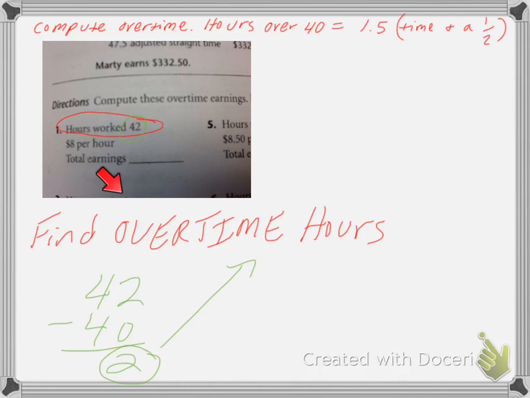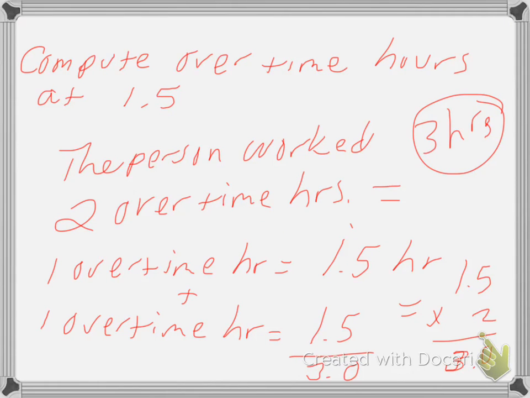So it's 42 minus 40, which equals 2. So it's 2 overtime hours that this person has worked. So all of these problems are going to be out of 40. And you just have to figure out how many hours over 40, and that's for the overtime. That will determine the overtime.